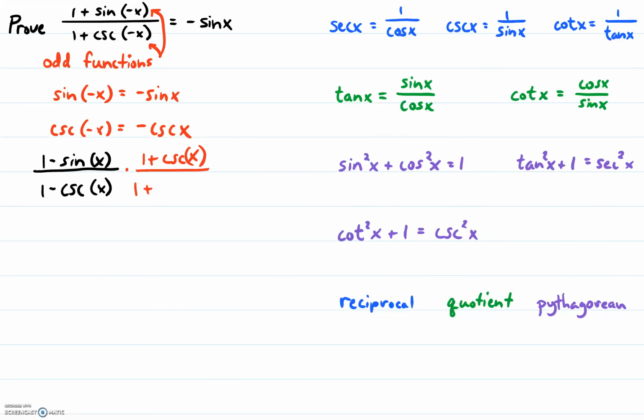So multiply the same thing on top and bottom. This is a common thing that you have to do. Unfortunately, it's not very fun, but it is something you have to do from time to time when you're verifying or proving trig identities. And so now we need to FOIL on top and bottom.